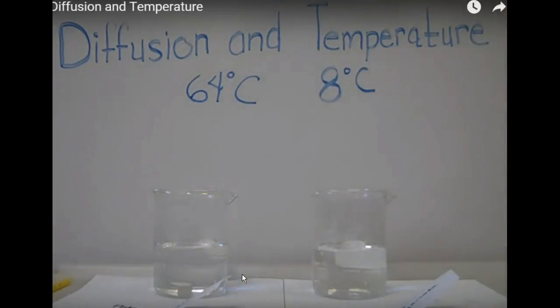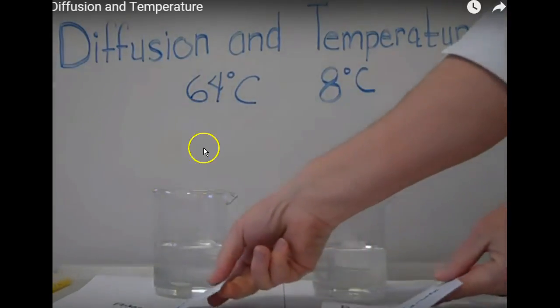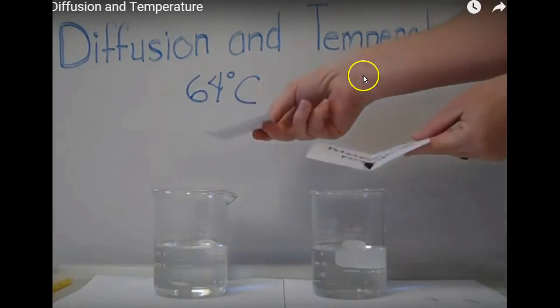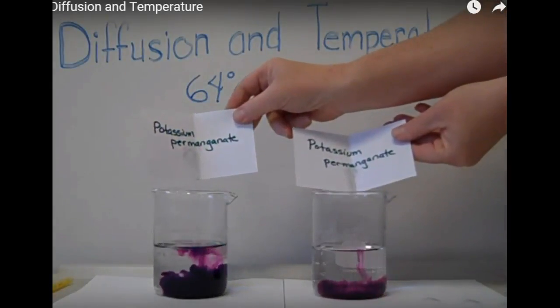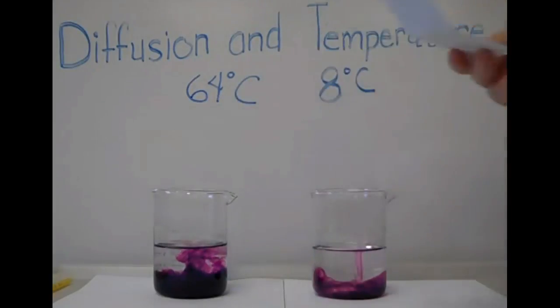Okay, in case you're unfamiliar with relative temperatures, this beaker here on the left has hot water and the beaker on the right has cold water. Let's see how that affects the rate of diffusion.